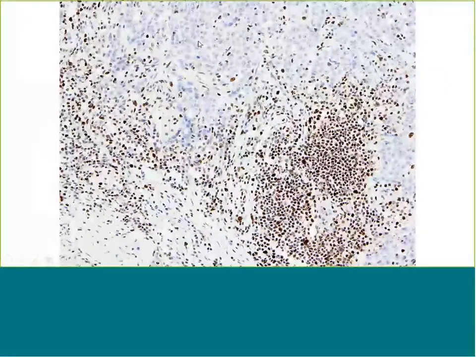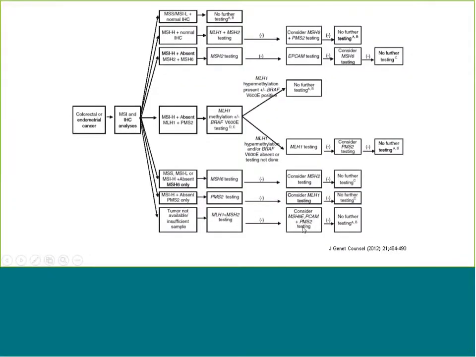It's got a lot of tumor-infiltrating lymphocytes in it, and you can see the nuclei in the tumor are negative, and you have the nice built-in control of the lymphocytes in the periphery of the tumor that shows you that the stain is, in fact, working.